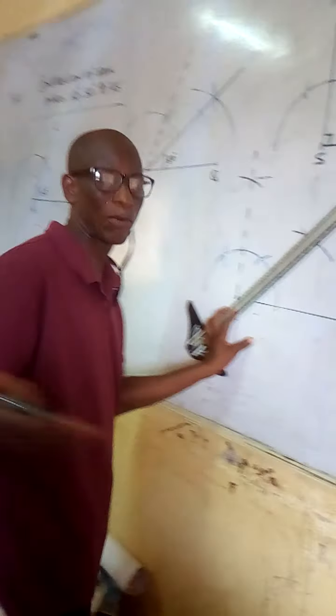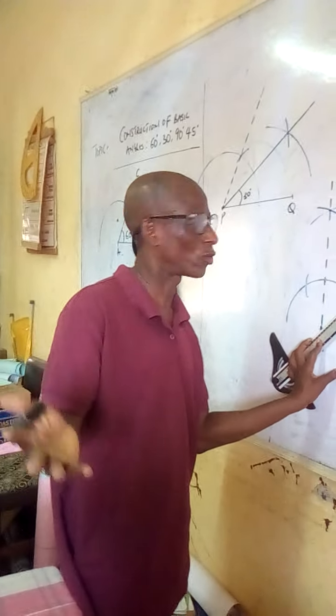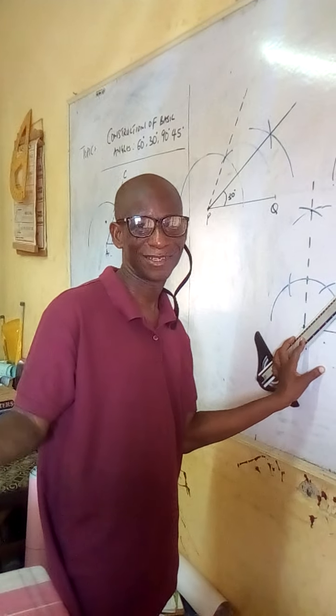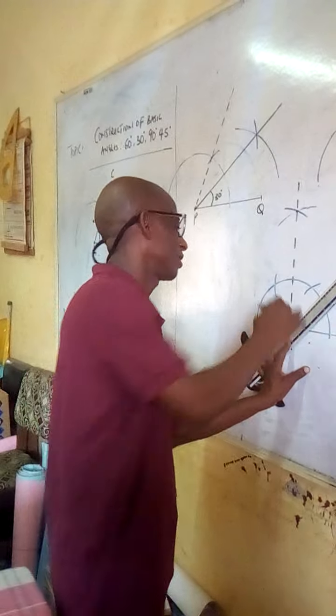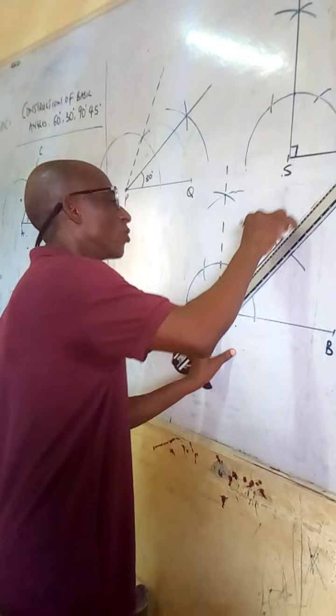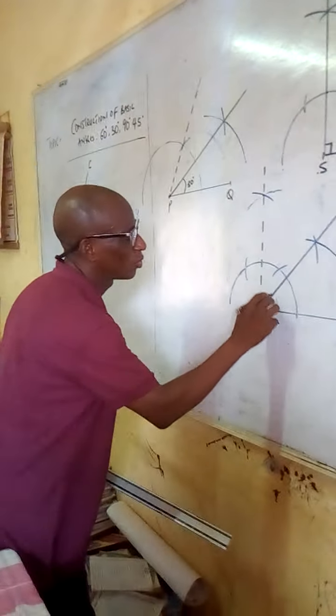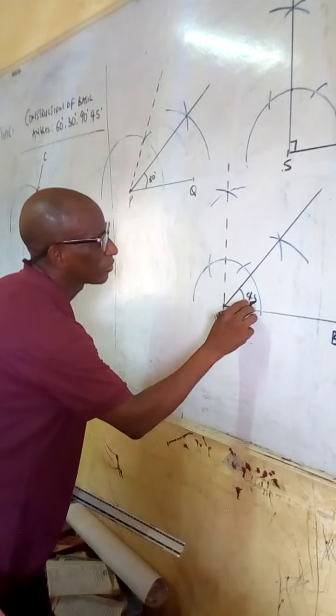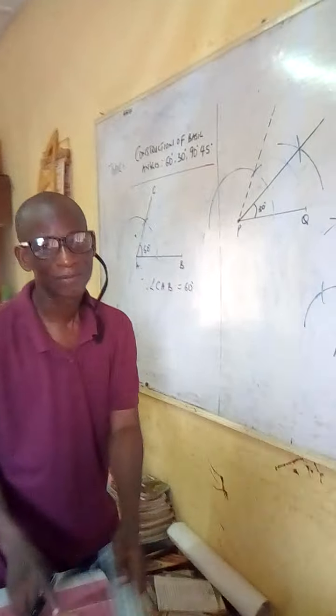This time around, are we drawing in broken lines or in continuous line? Fine, your answer is as good as mine. We are going to draw it in a continuous line. And so that angle there is 45 degrees.